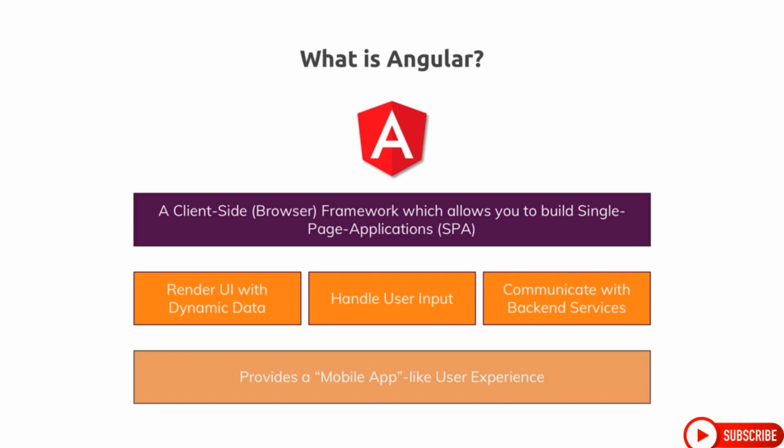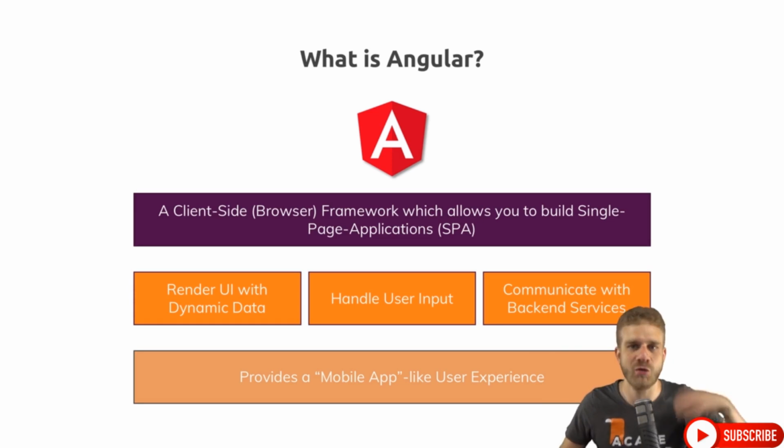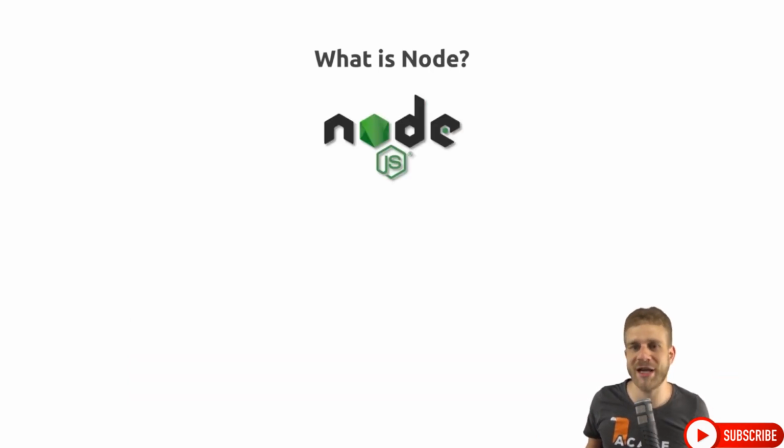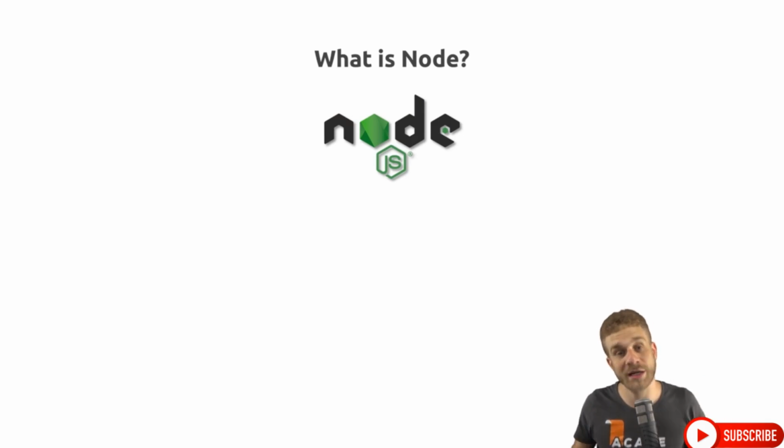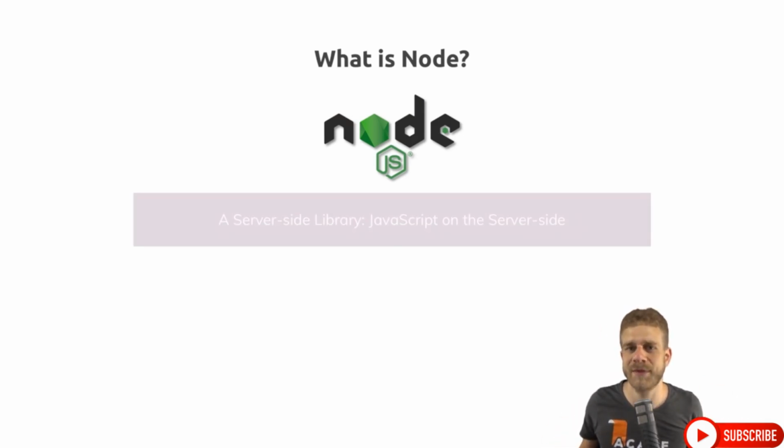Angular provides a mobile app-like user experience because since we handle everything in the browser through JavaScript, we never need to reload the page. We just change parts of the page with JavaScript through Angular, and therefore everything happens instantly in a very reactive way, and that is the feeling we know from mobile apps. Now that is still only the front end though. As I said, Node.js is the language we're going to use for the backend, so on the server side, which we also build in this course.